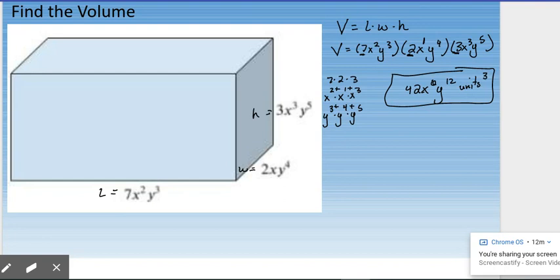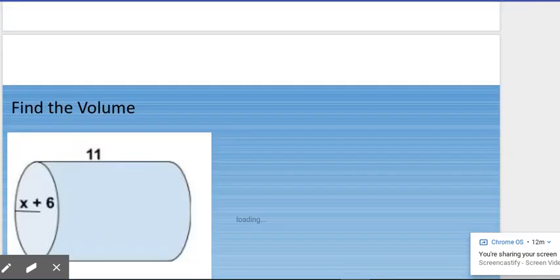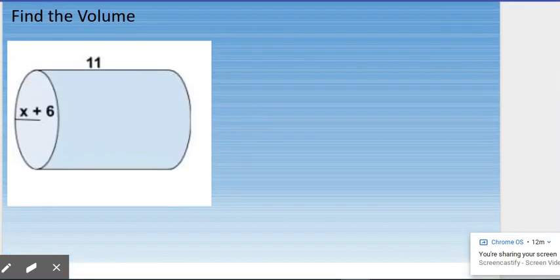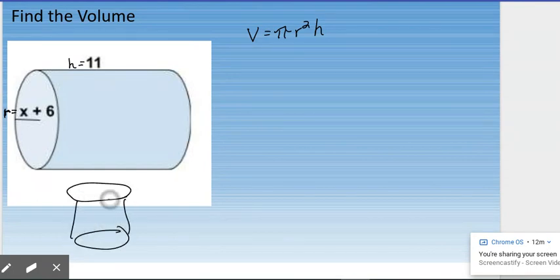Units cubed for volume. Okay, the very last volume problem that we're going to deal with is a cylinder. Ooh. All right. So we have volume equals pi r squared h. Now, here's my radius. There's the radius, and then this is actually my height. Usually when we see these, it looks sort of like this, but it's just tilted on its side right now.